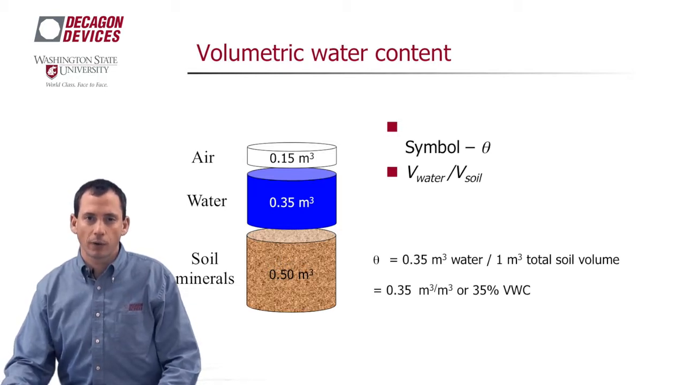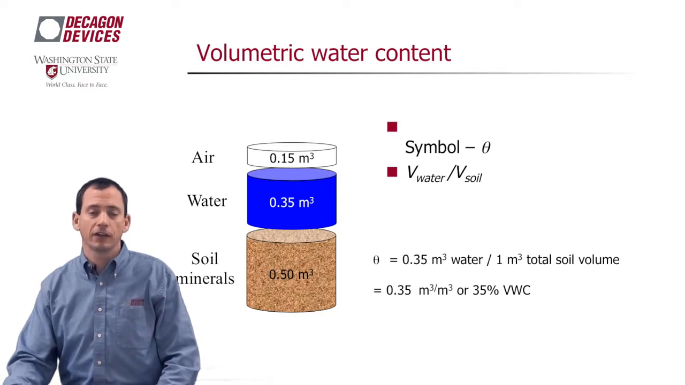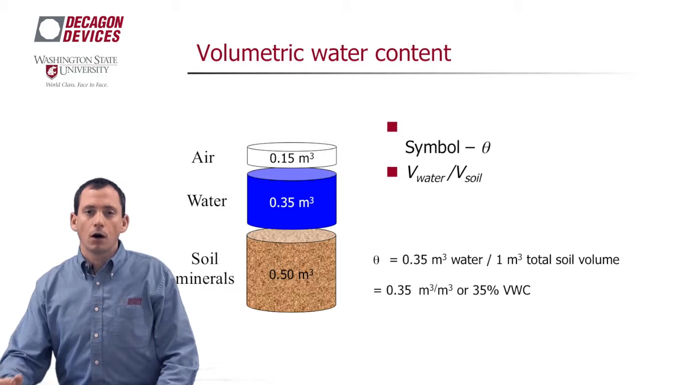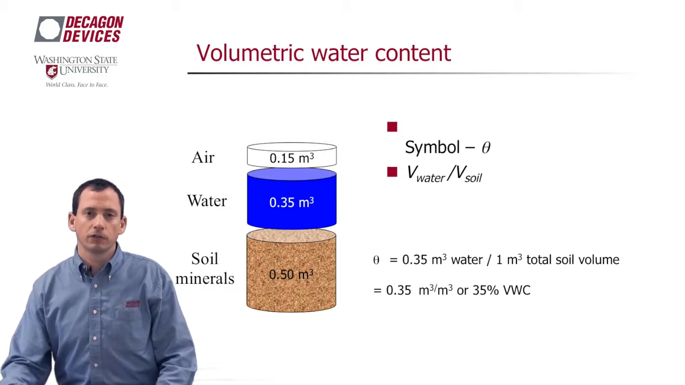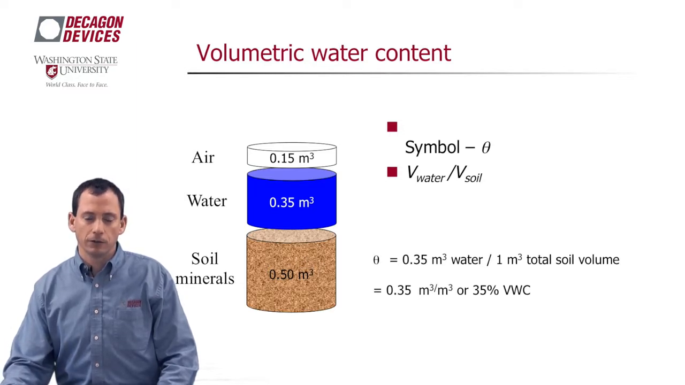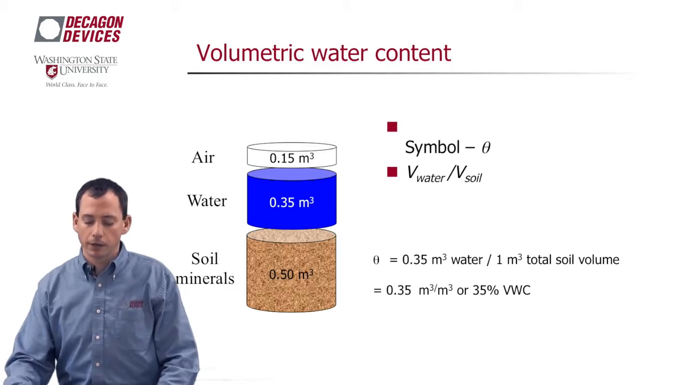So there's also gravimetric water content, which is measured on a mass basis, which is not the same as volumetric water content. For all field measurements of water content, all of your sensors that you would use to measure water content in the field, those all measure volumetric water content, and so that's what we'll be talking about today.